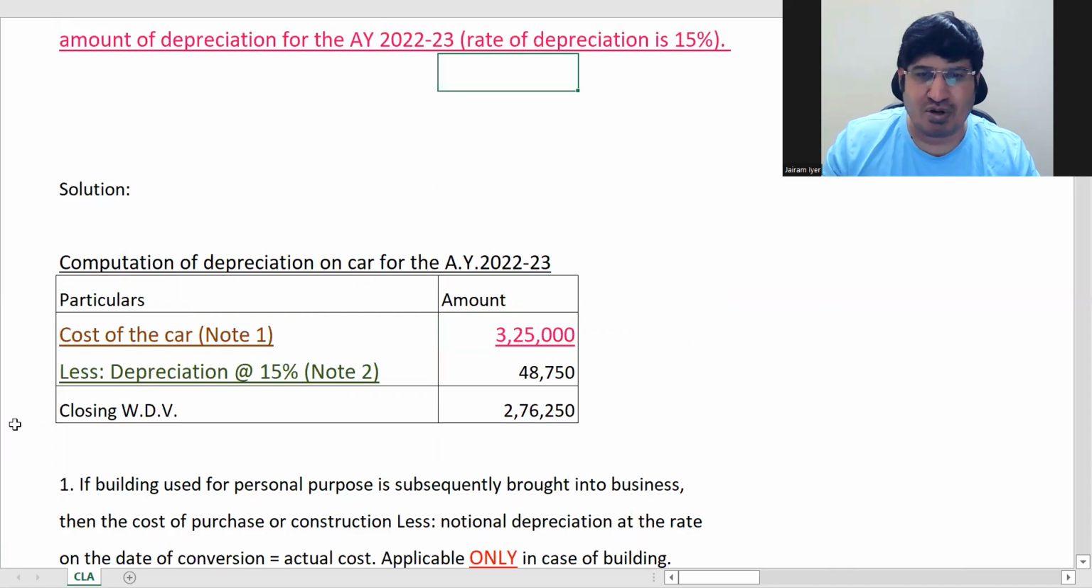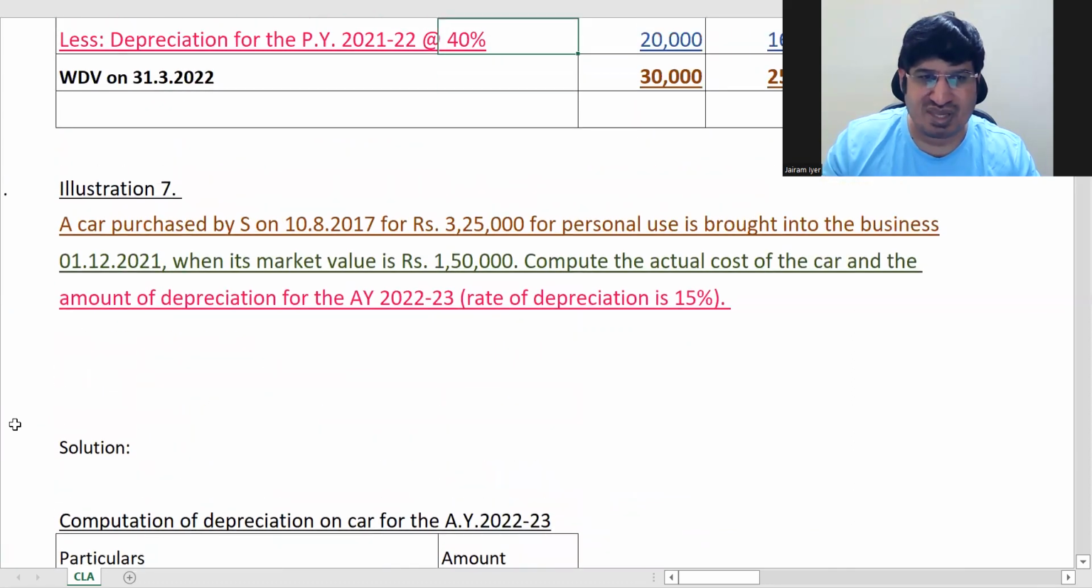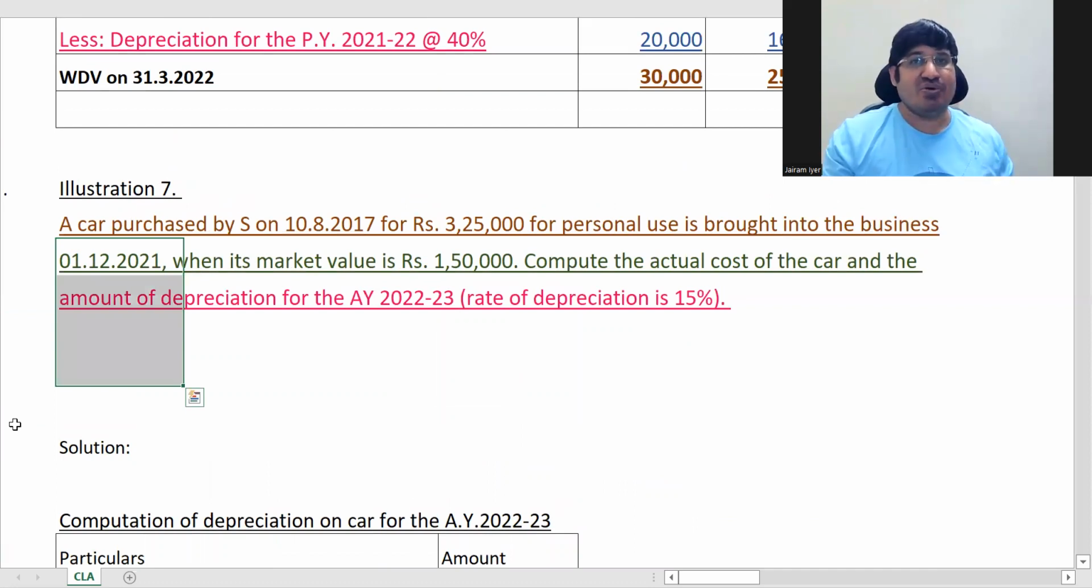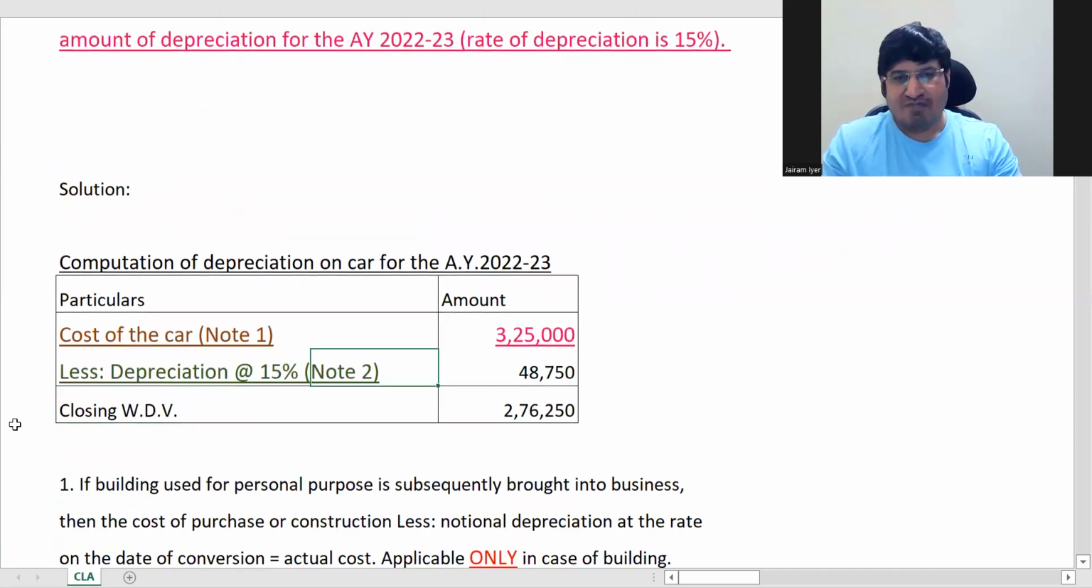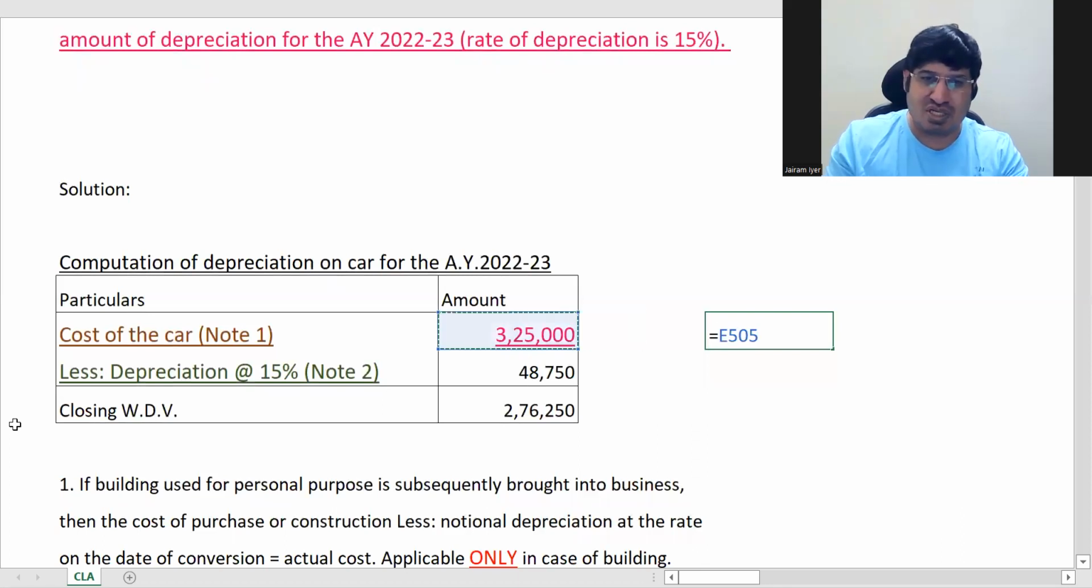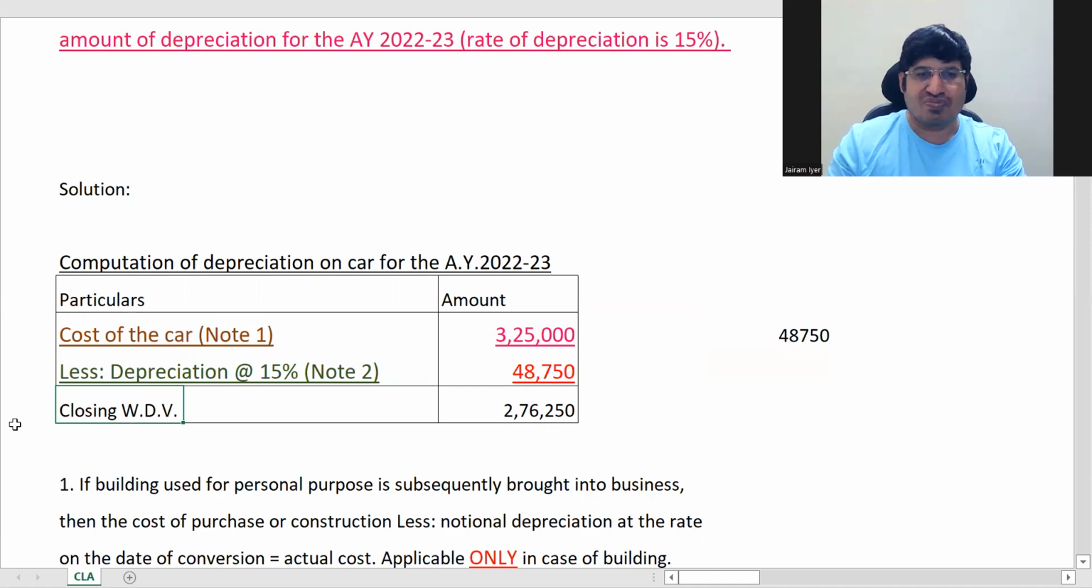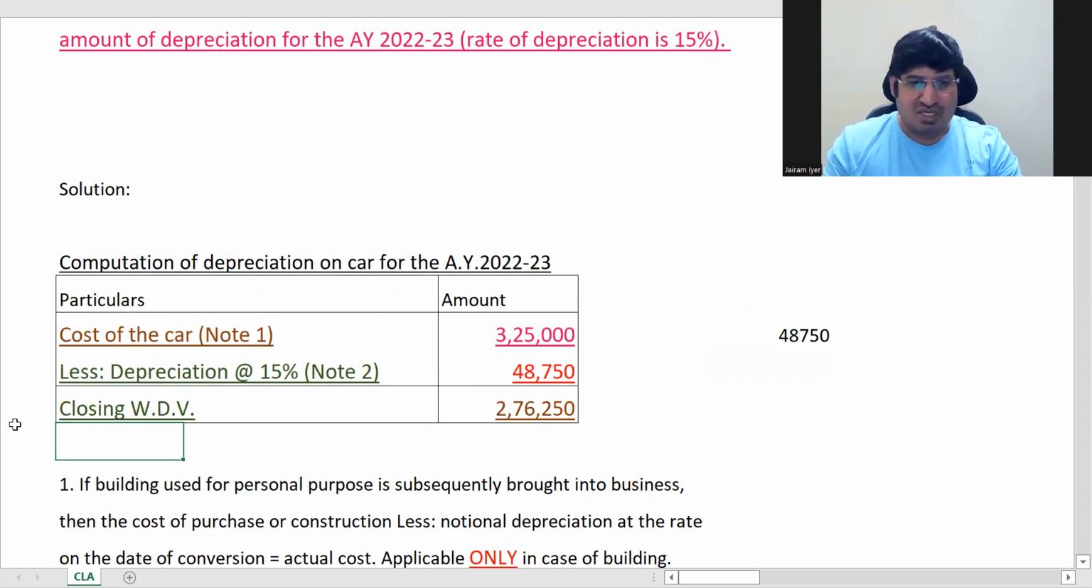So again, when did you bring it into business? 1/12/2021. But it is not a new asset, mind you. The asset is already there, so it is not a new asset. So you'll give 100% depreciation to it. So it is 3,25,000 into 15%, 48,750. Right? So it is an old asset, not a new one. That's why you get closing WDV this much.